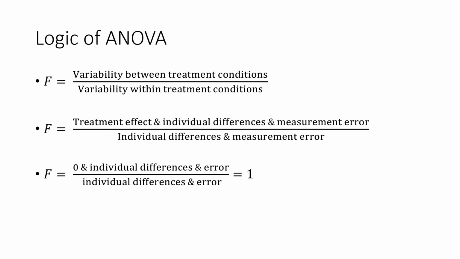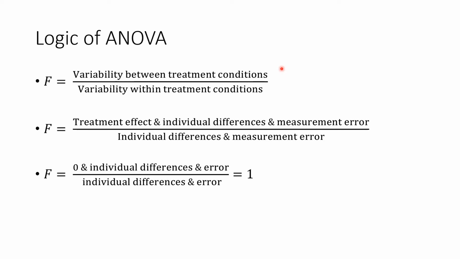So ANOVA is going to yield something called an F value. And as I'll describe down here at the bottom, if the null hypothesis is true, you expect to get an F value close to 1. Now, let me pull out my pointer here. So here at this F value equation, we have the variability between treatment conditions divided by the variability within treatment conditions. That's literally how you compute the F value.